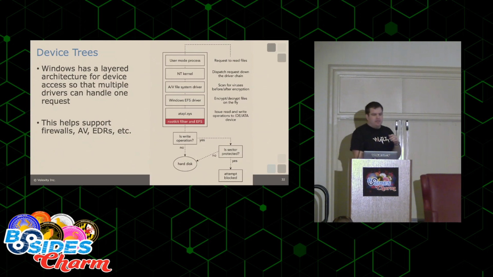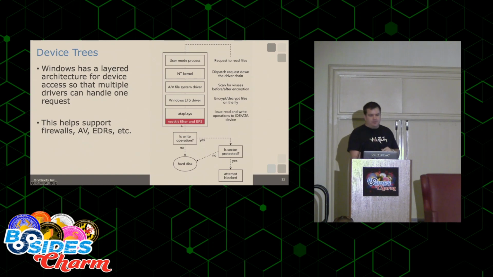The next thing is the device trees. So Windows has this layered architecture. I stole this out of our book, so if it looks familiar from Art of Memory Forensics, that's where it came from. The idea is multiple drivers can register to be involved when operations happen on a device, so the network stack, the file system, and so on.